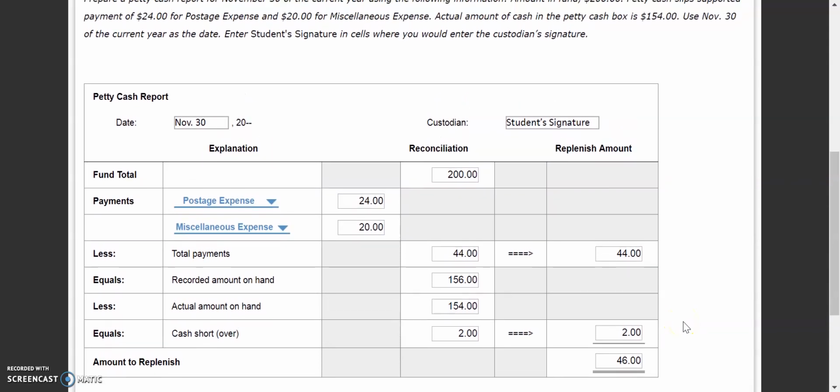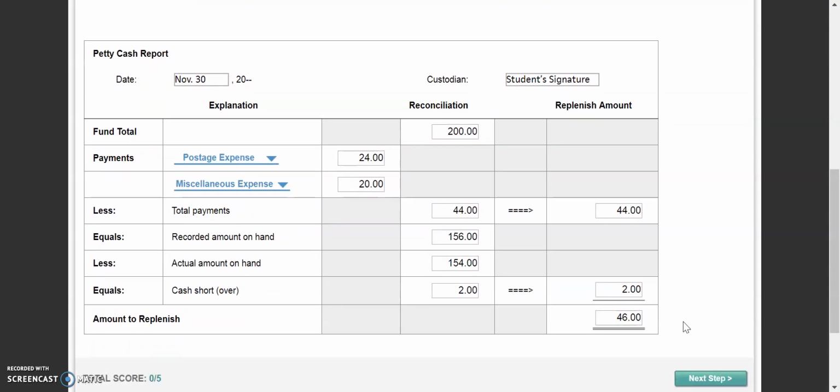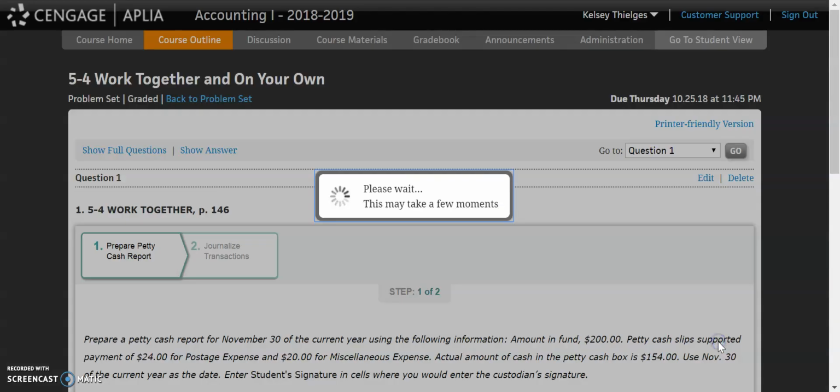Okay, so that's a petty cash report. Pretty simple. You just need to follow instructions, and then make sure you understand the recorded amount on hand versus the actual amount on hand. Okay, let's head over to step 2.